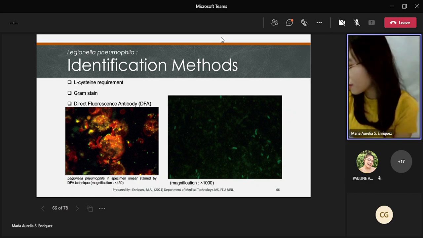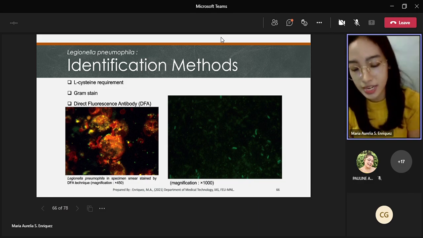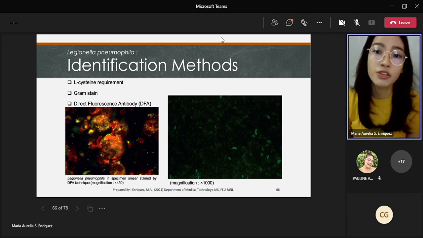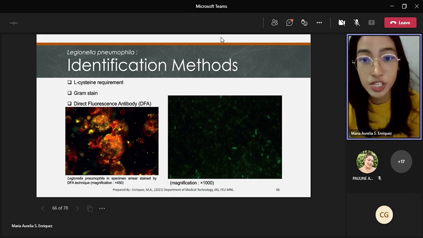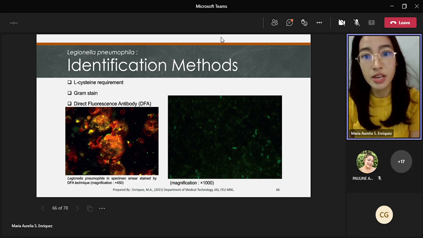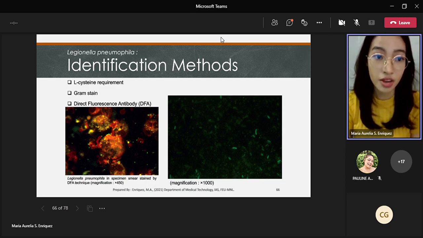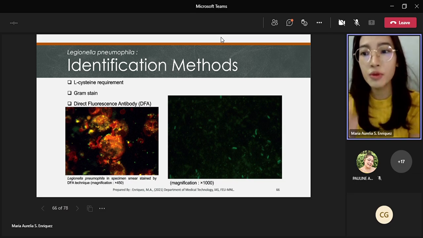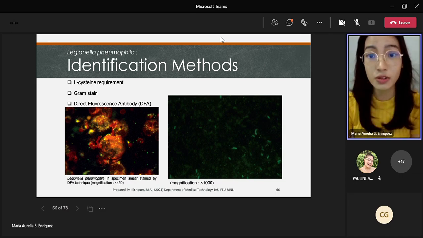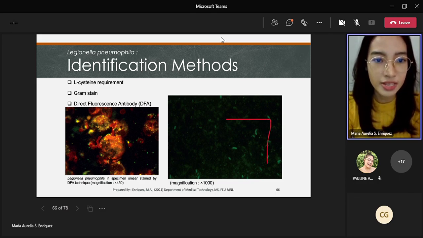Ayan, since they're very difficult to observe in culture, there are different methods naman po for identification of Legionella pneumophila. So other identification methods include checking if the organism requires L-cysteine for growth. Of course, the routine procedure is gram staining, and there is also the use of direct fluorescence antibody, or DFA. Now, if we would choose DFA, the bacterial cells would appear as fluorescent green specks under the microscope, as we can see right here in this example.